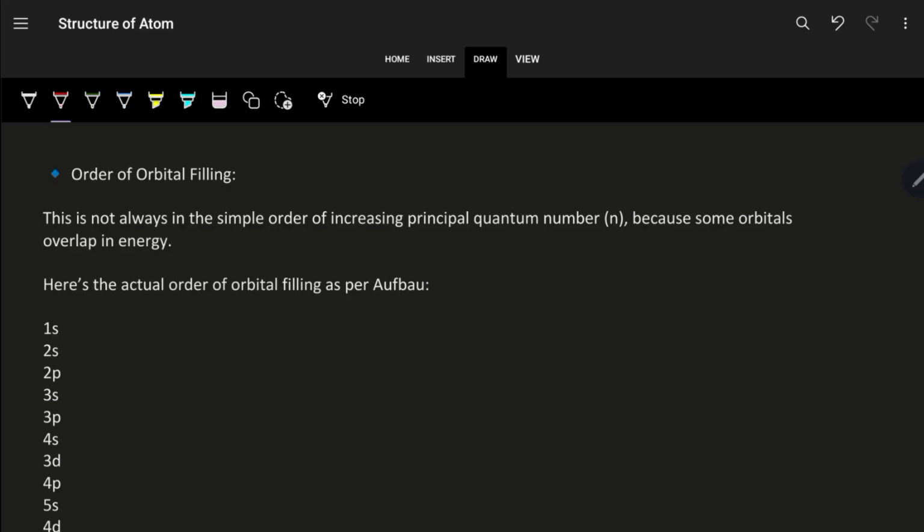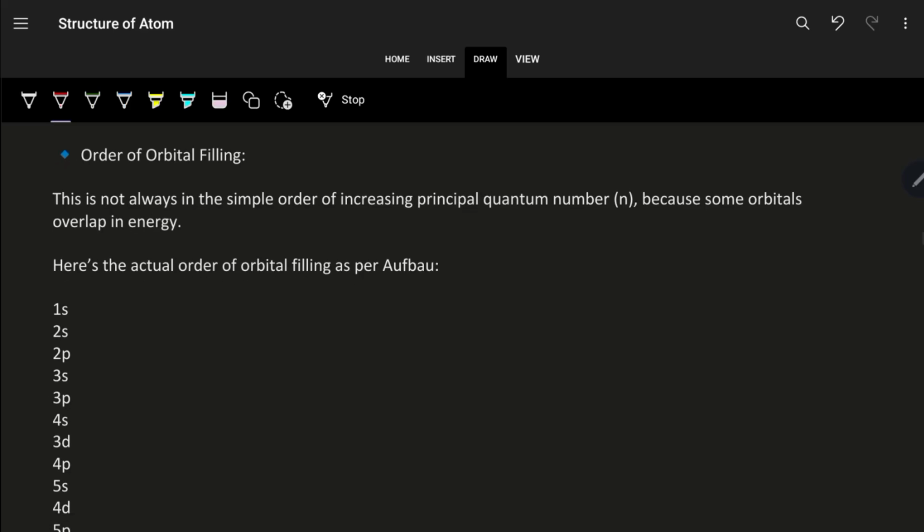Order of orbital filling. This is not always in the simple order of increasing principal quantum number n. That is, it is not always that n equal to 1 will fill up first, 2 will fill up next, 3 will fill up next and 4 will fill up next. It's not like this. 1 and 2 don't have a problem, but let us see where the problem lies. Because there are orbitals where overlap in energy occurs. Energy is comparable. There is not much difference in the energy of orbitals. So it is not always in simple order.